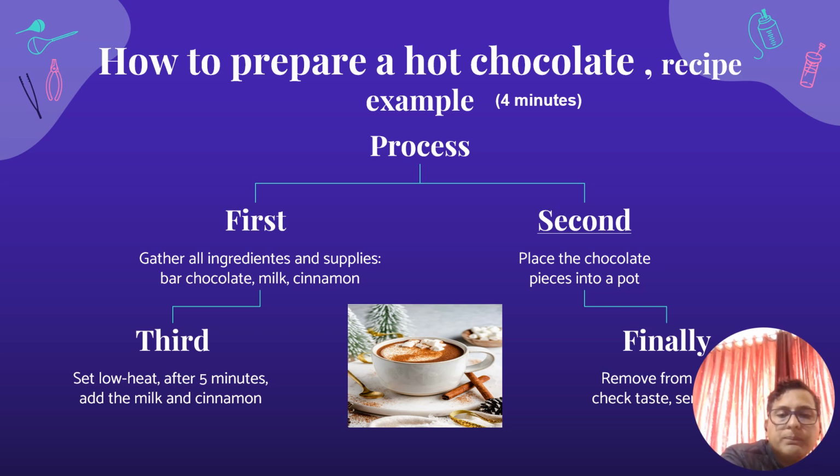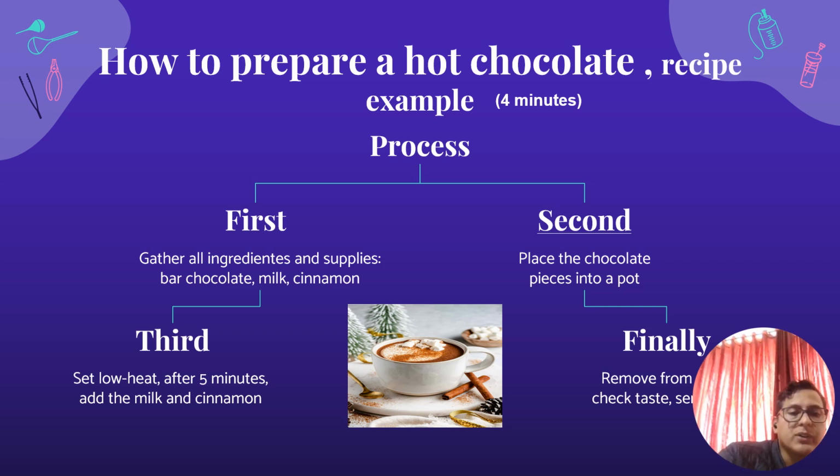So then they have the adverbs, for instance, first, second, third. Finally, they have the imperative verbs. We have, for example, gather, place, set, remove, add. We have, of course, the ingredients and the time when it's necessary.